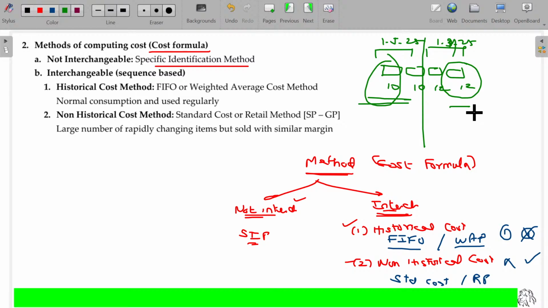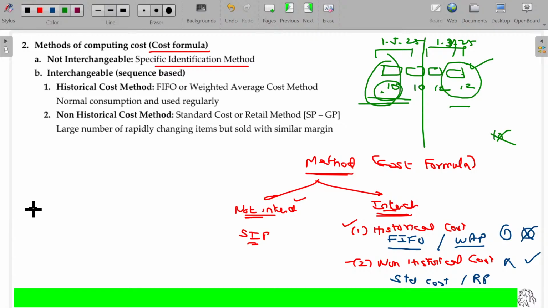It is not the first in, first out method. So the first item, these ones are, so I'm using the first in, first out method. If you purchase this one, I will price this based on the first in, first out method at 10 rupees. No, it's not interchangeable. 12 rupees is for the Mary biscuit purchased on 1st March.